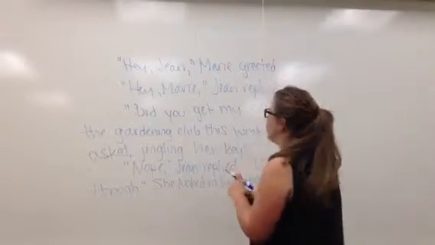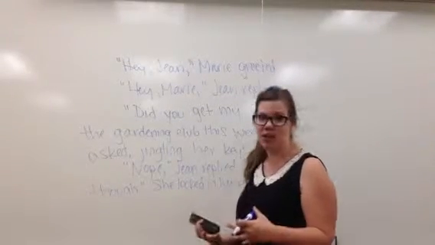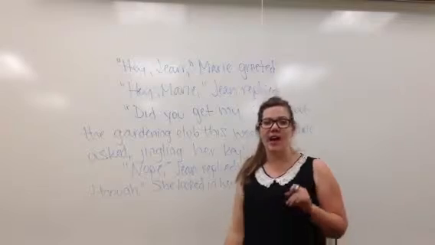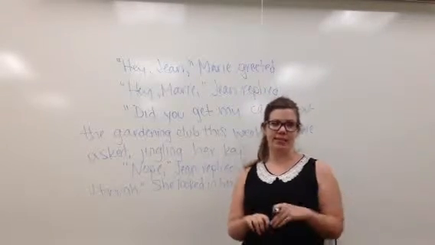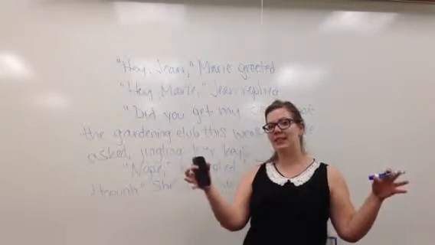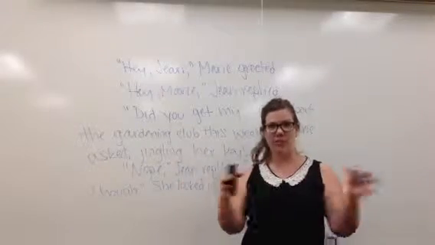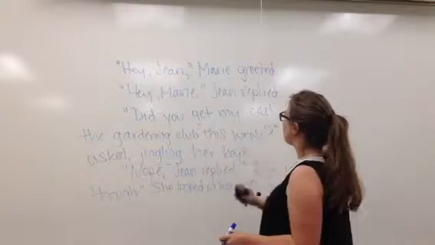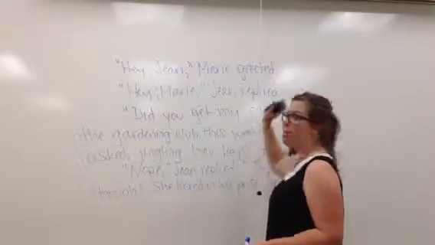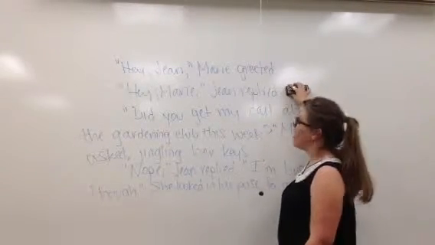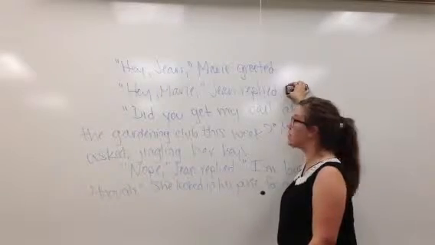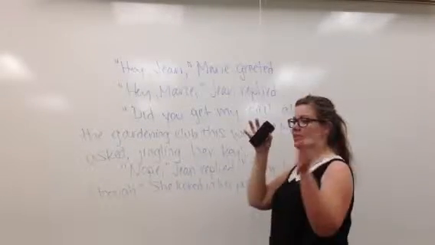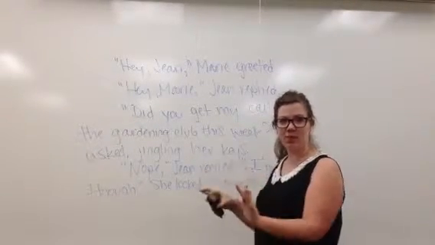Now the next thing I want to draw your attention to is something called a dialogue tag. A dialogue tag is he said, she said. Right? So when a character says a line of dialogue, a quotation, then you have a tag at the end of it. So, hey Jean, Marie greeted. Hey Marie, Jean replied. Marie greeted and Jean replied are what's called dialogue tags, right? So it's very simple. It's character, verb, end of story.